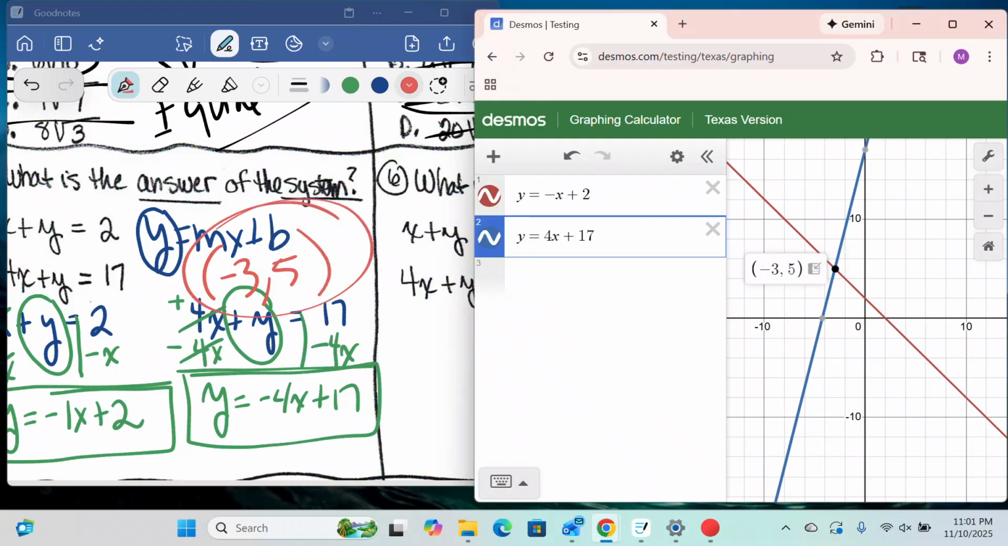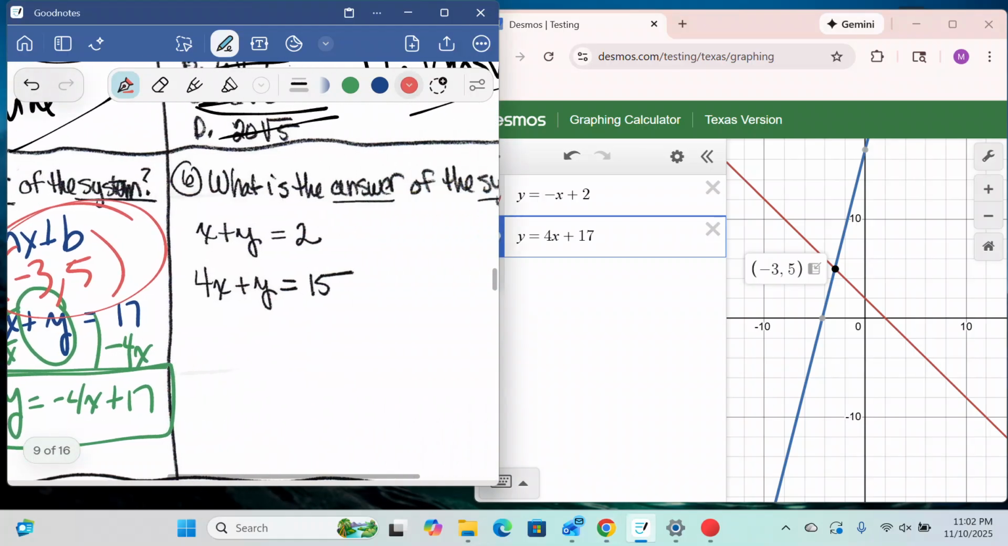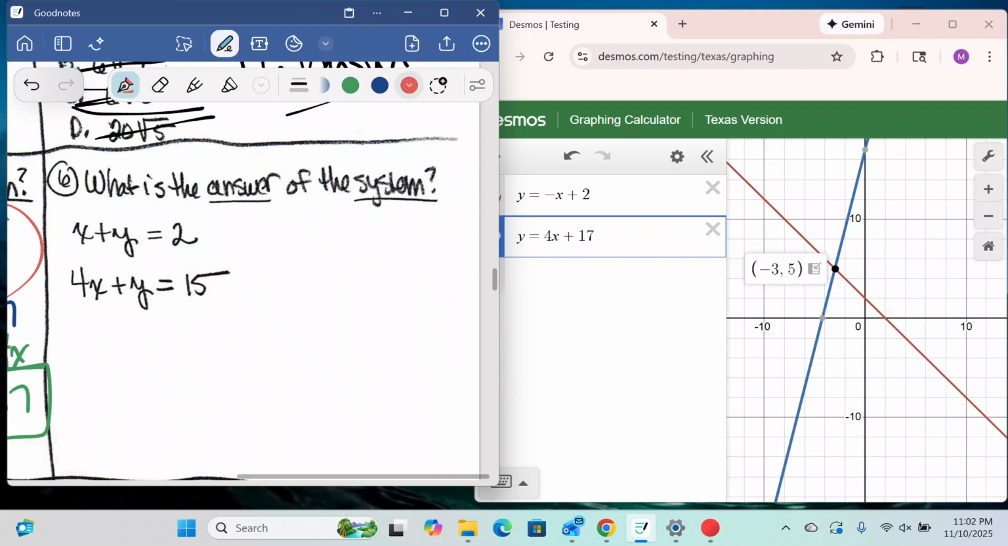It's exactly where it meets. The system of linear equations does have an extra step, and once you do that extra step, you'll get the right answer. So let's look at number 6. What is the answer of the system? I'm giving you two equations. Remember, if you want to try it, you can pause it and try the problem, and let's see if you get it right.